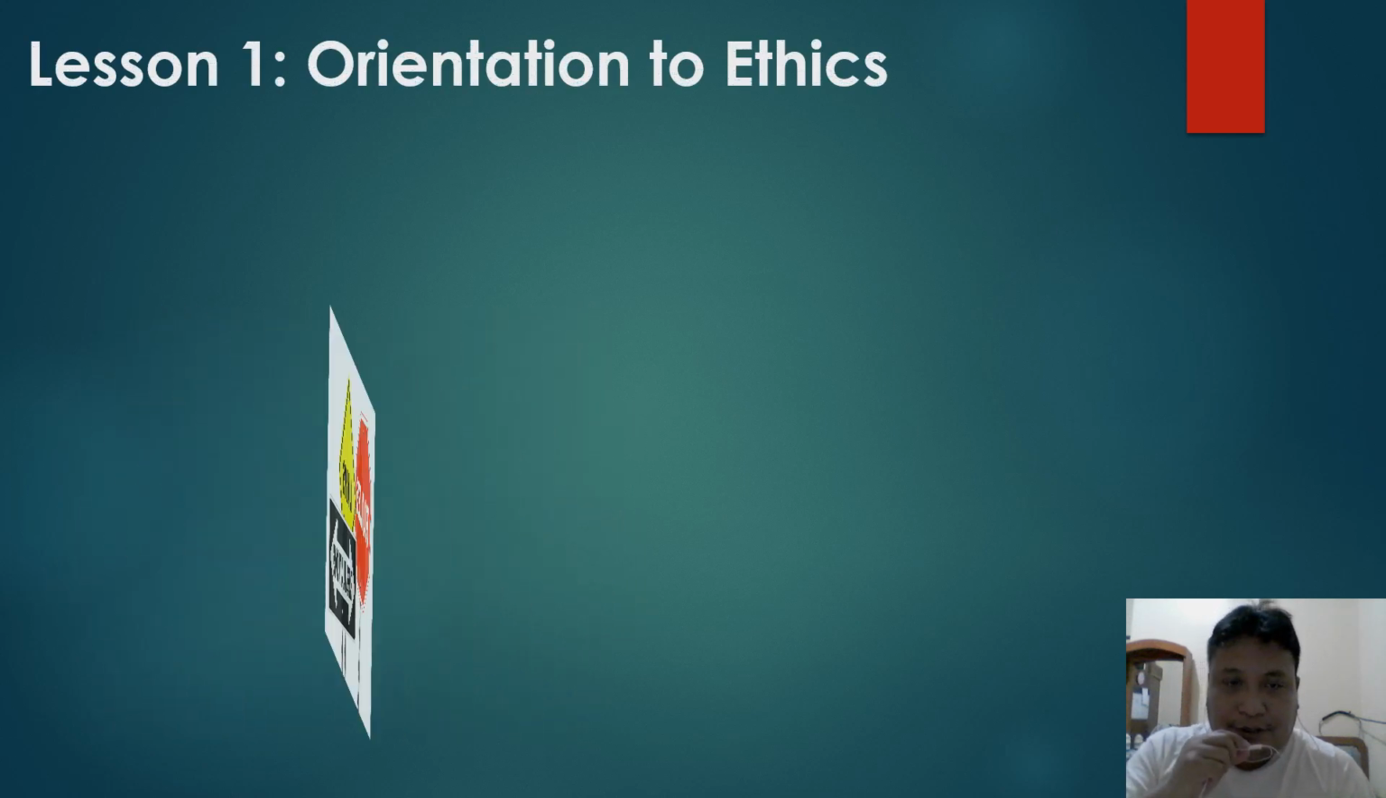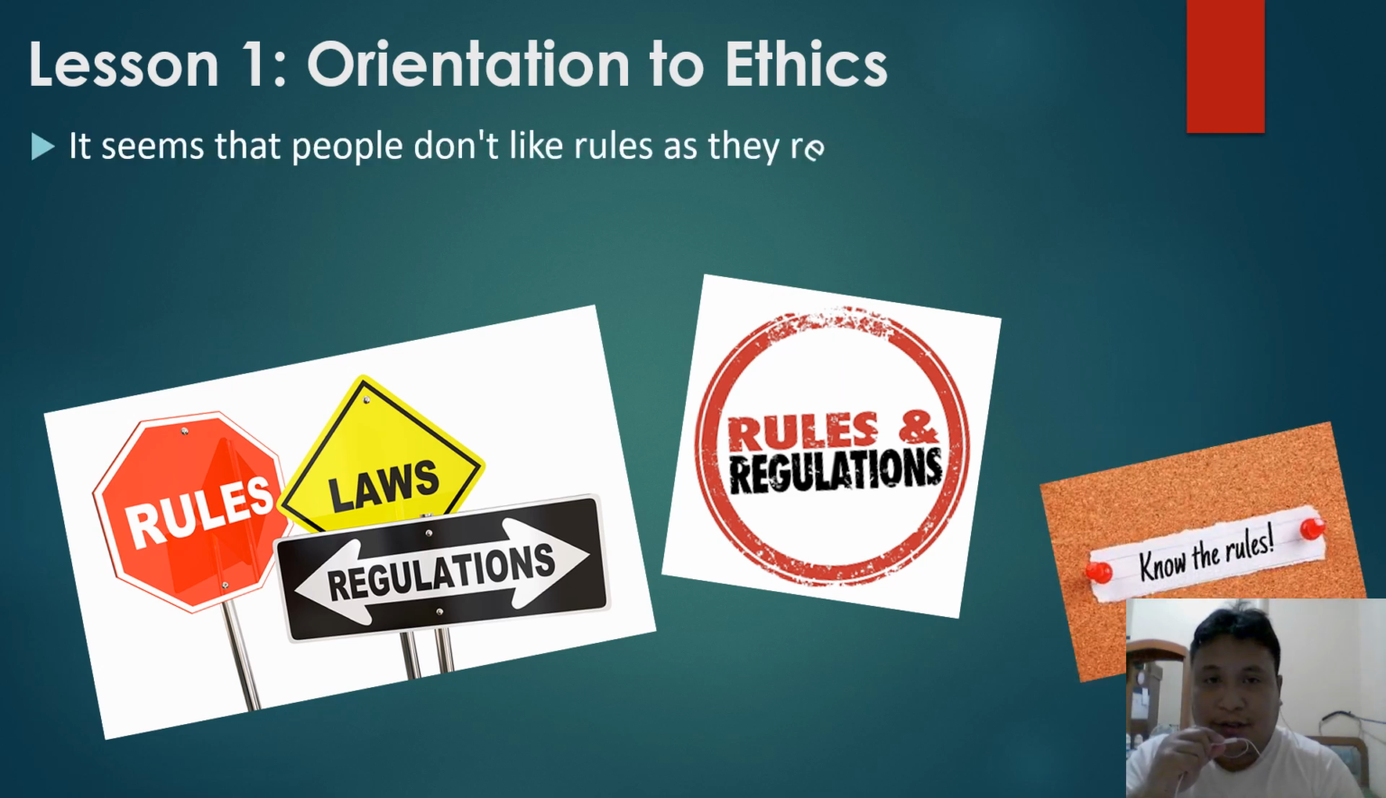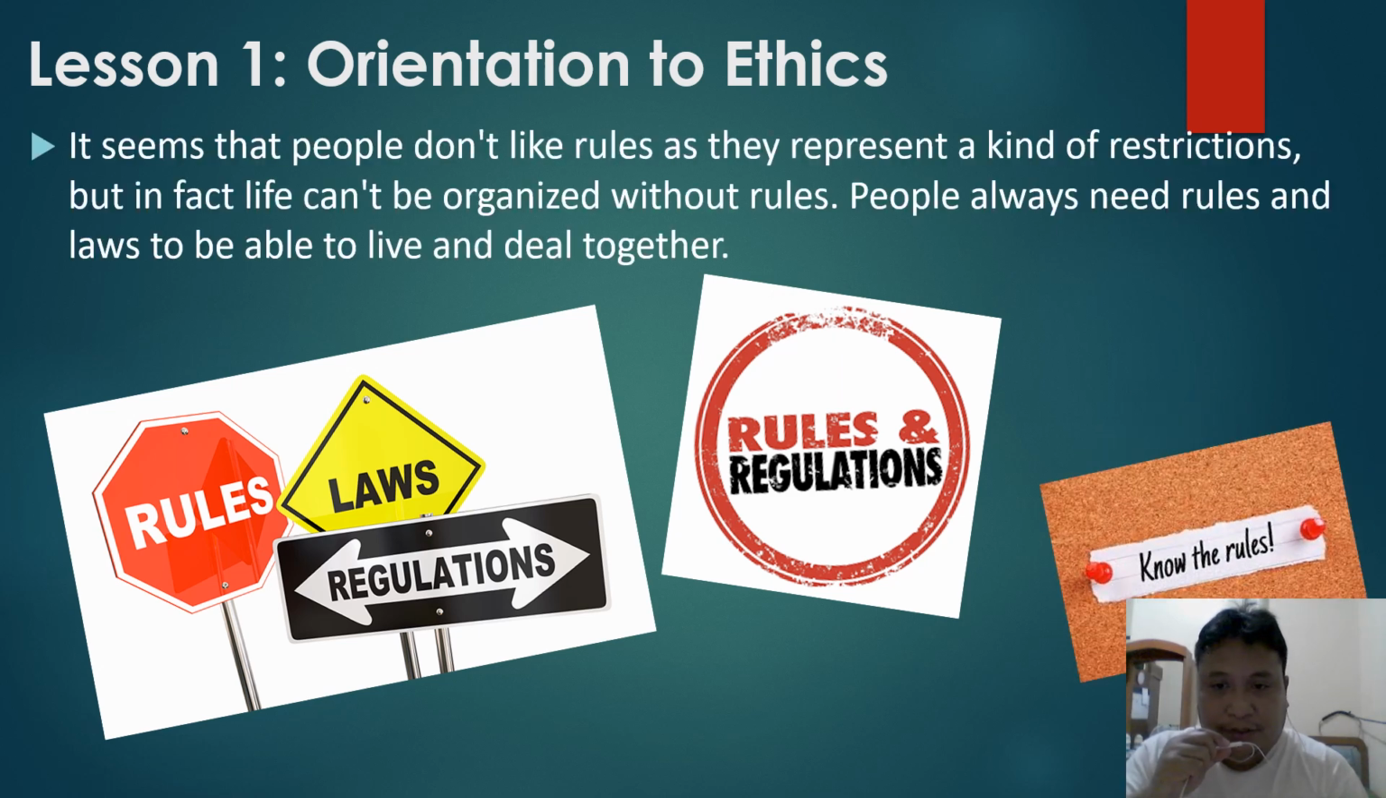Before we proceed to the moral agent, let us go first with the orientation to ethics. First things first, we have to deal with the rules. It seems that some people don't like rules because they feel restricted. They feel that they're not free, that they cannot do whatever they want to do. But in fact, life cannot be organized without the rules. People always need rules and laws in order to live and deal together.